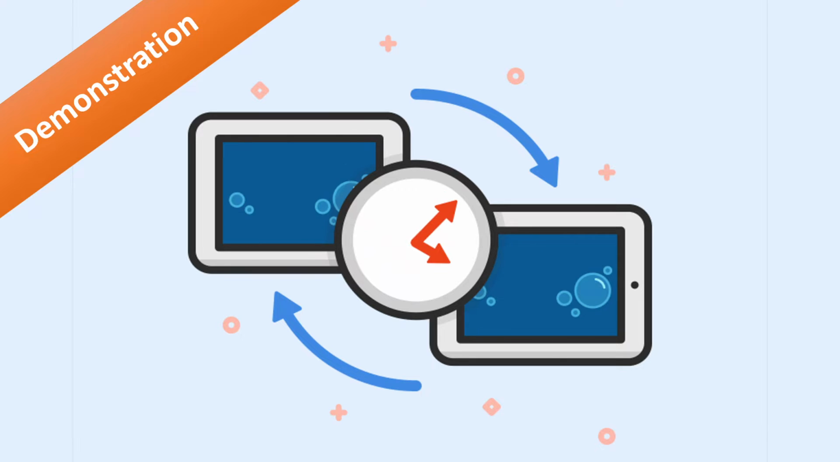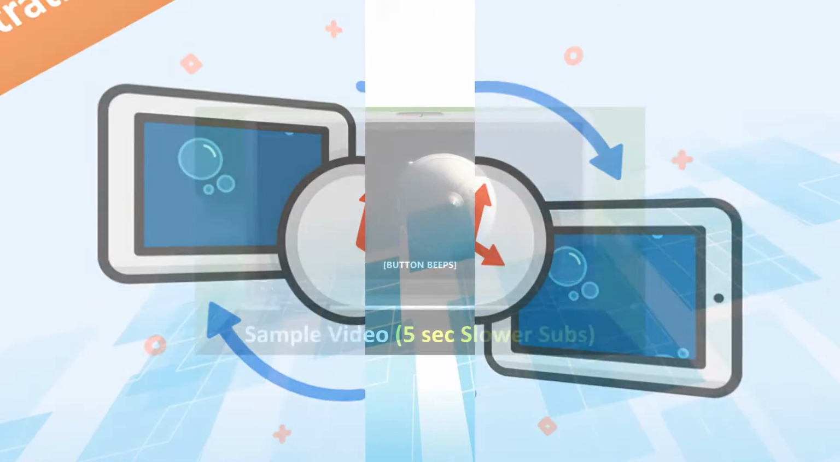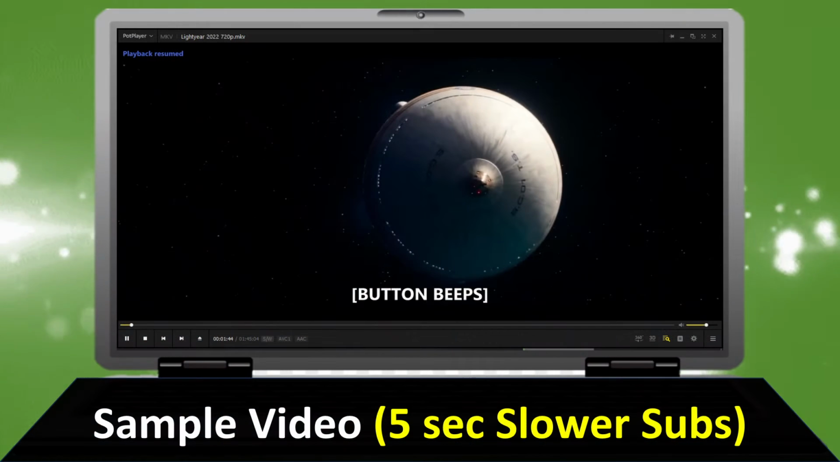Let's see how to sync subtitles with a video in PotPlayer. This is a sample video with 5 seconds slower subtitle sync.